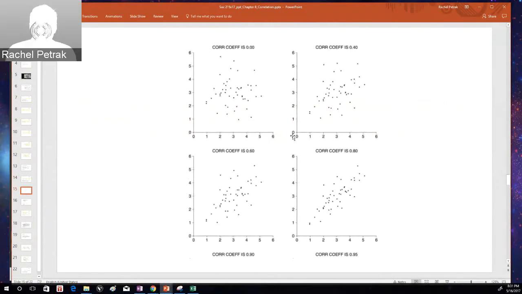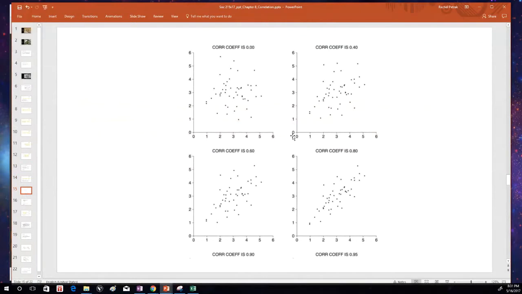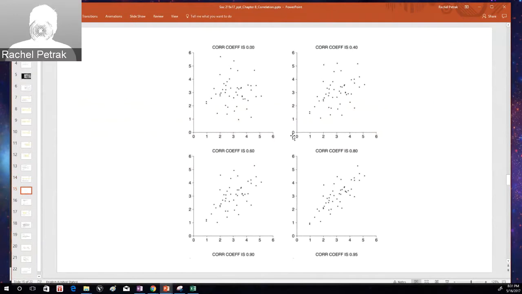And here we see laid out some correlation coefficients of various strengths on scatter plots that have been produced in a standard statistical program. How do I know that? Because they have that look.